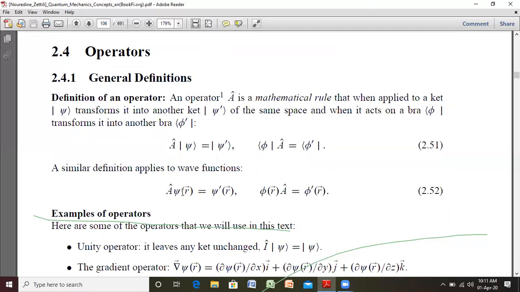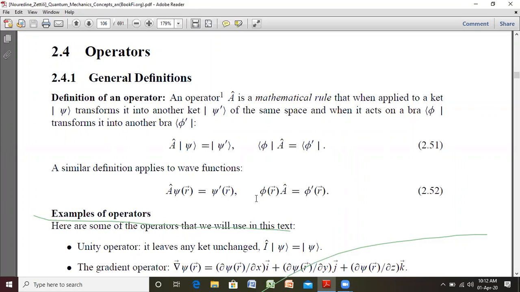And if I don't rely on the Dirac notation, I simply write the operator's definition in the continuous basis: A applies on psi function of r, and the answer is equal to psi prime function of r. Psi prime is another wave function. So what A did, A transformed psi into psi prime. Similarly, if I operate A on phi, it will transform it into psi prime.